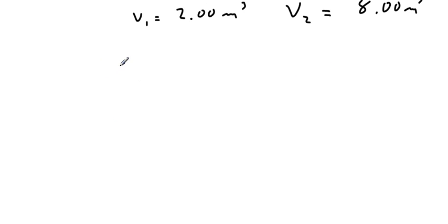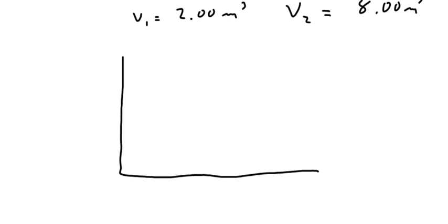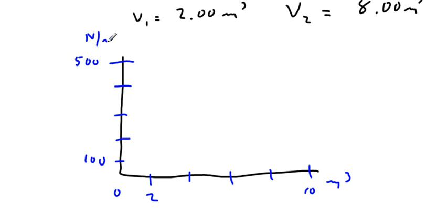Okay, so we're gonna go and make a graph. 0, 2, 4, 6, 8, 10 meters cubed. And 100, 200, 300, 400, 500, not much room there, is there? I should have done that better. Move these guys up a little. 100, 200, 300, 400, 500. That's better. 500 down to 100, and this is newtons per meter squared. All right, so we start in position 1, which is about there, and position 2 is about there.